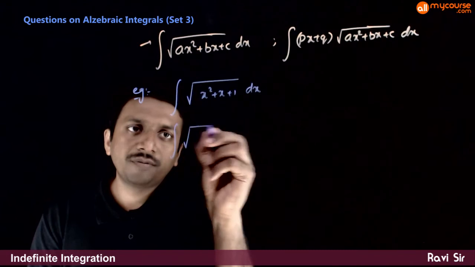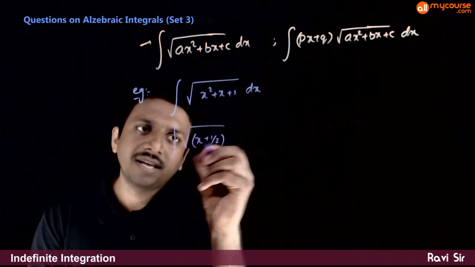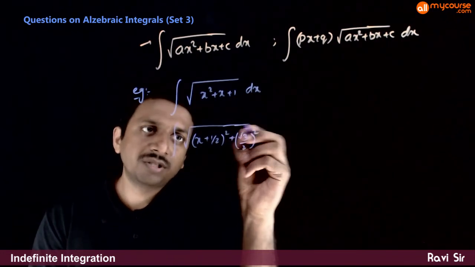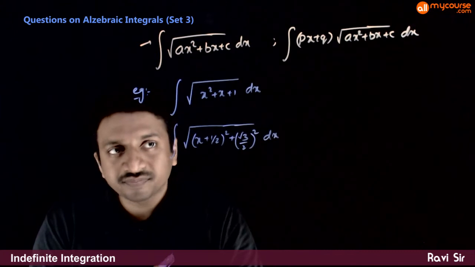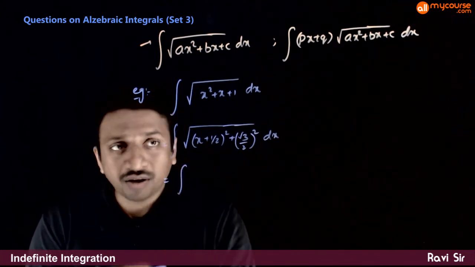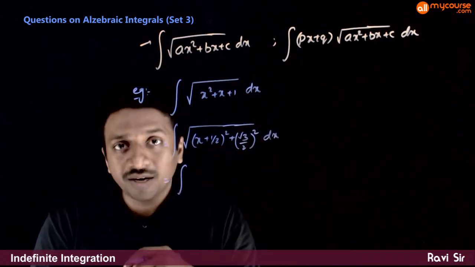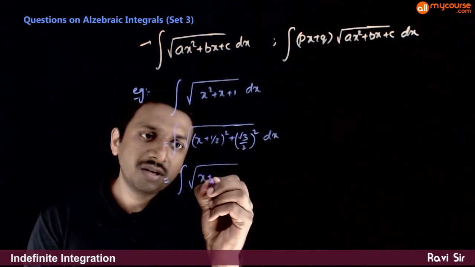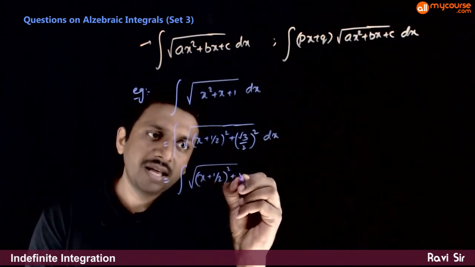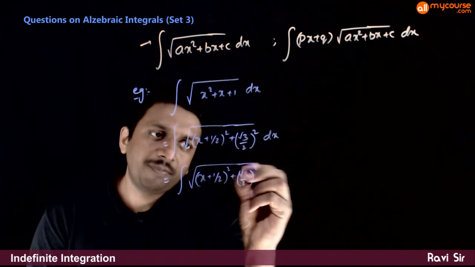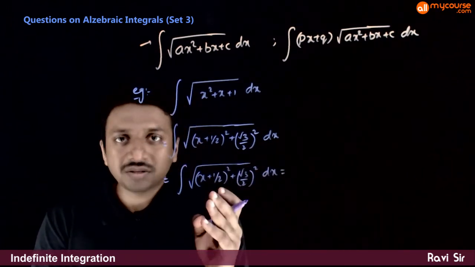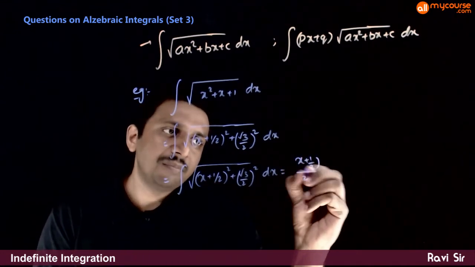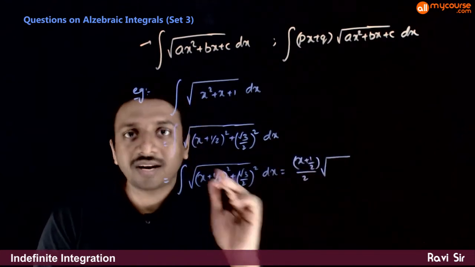So this becomes integration of root of (x plus half) whole square plus 3 by 4, that is (root 3 by 2) whole square, dx. That is equal to integration of root of (x plus half) whole square plus (root 3 by 2) whole square, which is root of x square plus a square. So this is of the form root of x square plus a square dx. Once you see this form, you have a direct formula: x by 2, that is (x plus half) by 2 times root of x square plus a square.